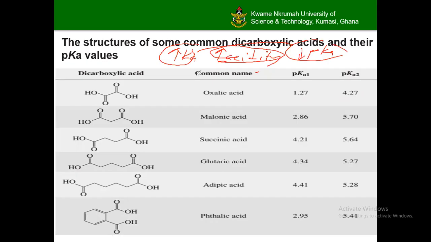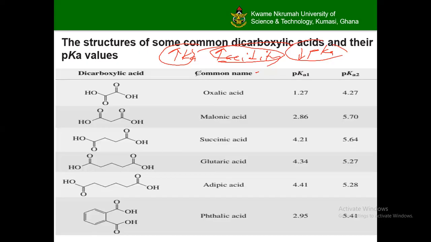First thing to note here is that they have the ability to donate two protons. Now, the two protons don't go at once, they go in succession. It can donate the first proton, that will be the pKa1, and then it will donate the second proton, that will be the pKa2, right? Good. Now, the next thing we have to note here is that pKa1 is always smaller than pKa2.